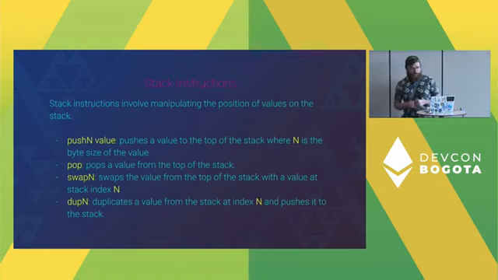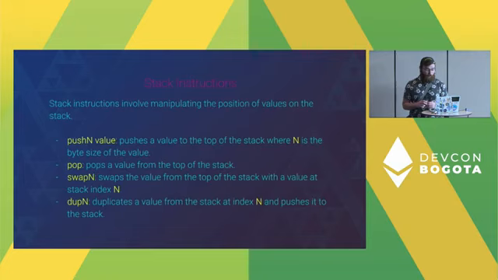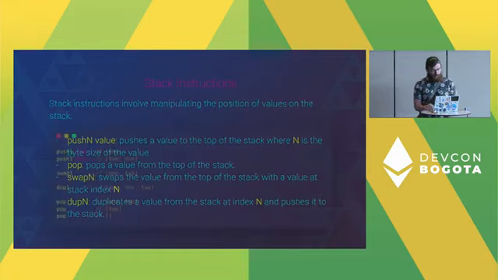So first we have stack instructions. Stack instructions involve manipulating the position of a value, or values, on the stack. So PUSH n basically pushes a value to the top of the stack, where n is the byte size of that value. POP will pop a value off the top of the stack. SWAP n will swap a value on the stack with another. And then DUP n will actually duplicate a value based on the index.